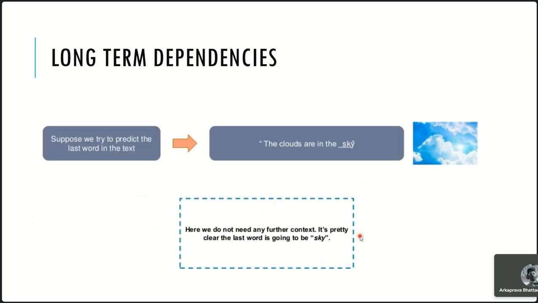So let's deal now with long short-term memory, or long-term dependencies. Suppose we have a sentence like: the clouds are in the dash. The ideal word for this sentence is sky, right? Of course, you don't need to wreck your brains over it. The clouds are always in the sky. They are not in our brain, correct? So we do not need any further context. It's pretty much clear that the word is sky.